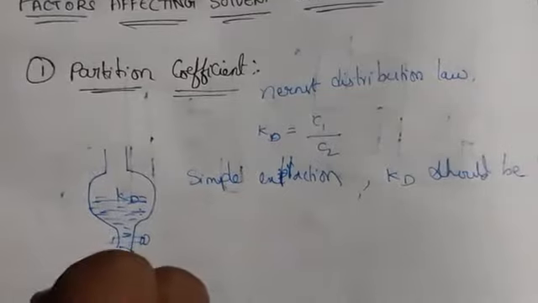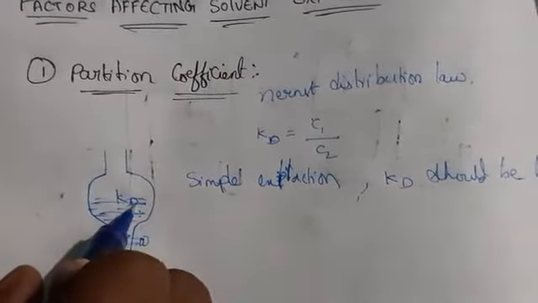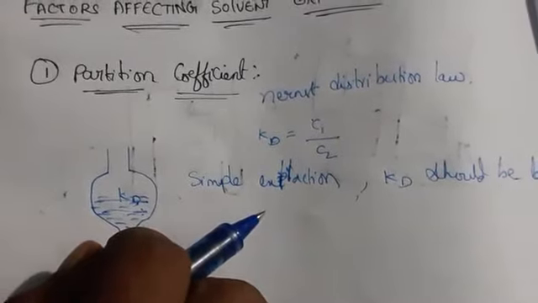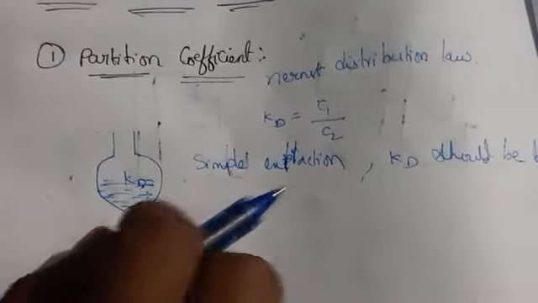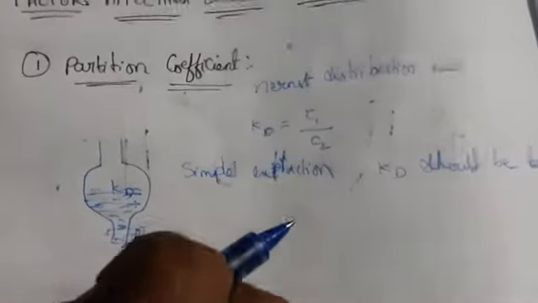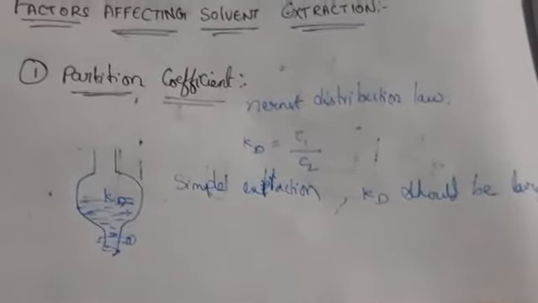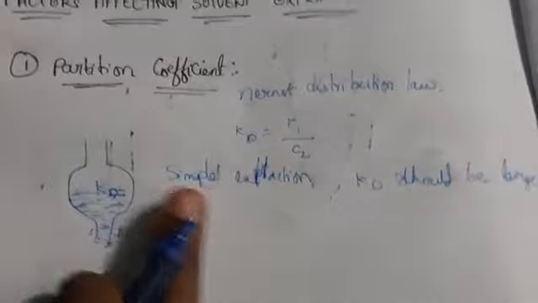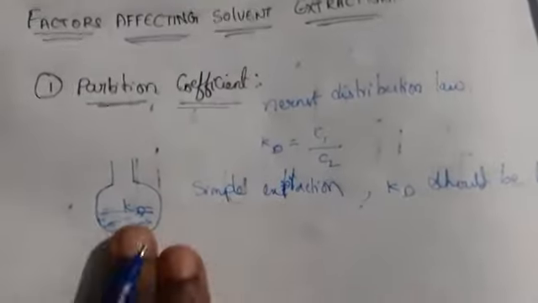This is a simple extraction method, and for these molecules the Kd is very large. If you take multiple extraction, that is, if you take 1, 2, 3, 4 solvents, like ether, aniline, benzene, and add these three types of solvents to the organic solvent, automatically the Kd will also increase. If the partition coefficient increases, solvent extraction also increases. So this is the first factor.